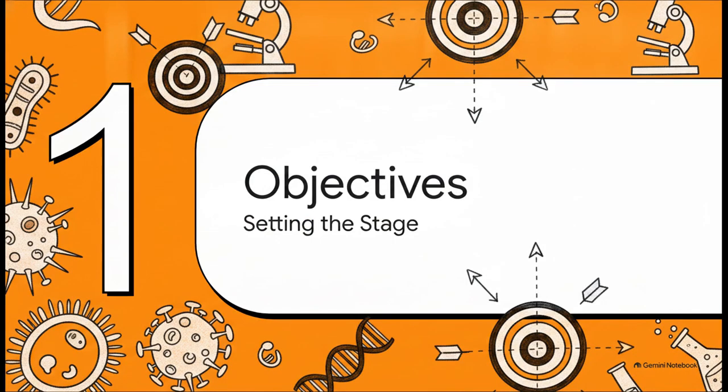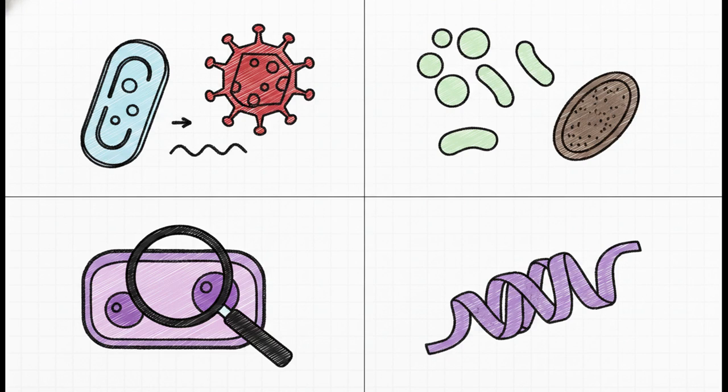Section 1. Objectives. Setting the stage. So here's exactly what you should focus on today. By the end of this, you'll be able to clearly distinguish between prokaryotic bacteria and non-living viruses. We're going to break down bacterial cell shapes, their arrangements, and their pretty incredible survival structures.